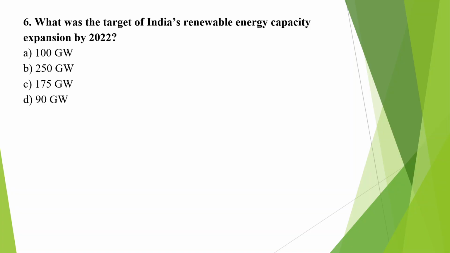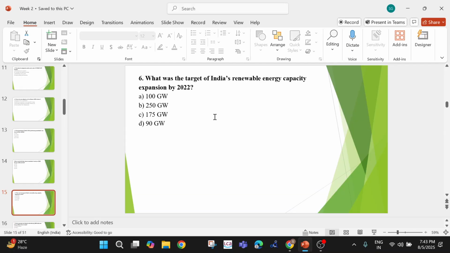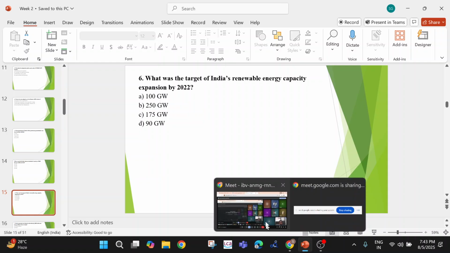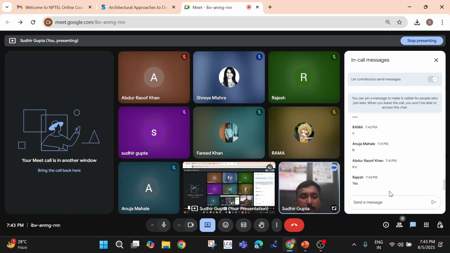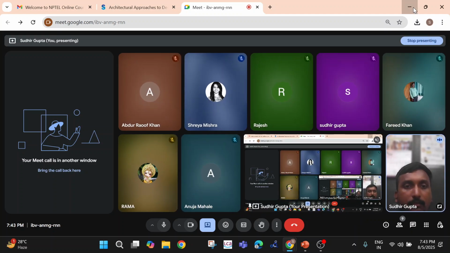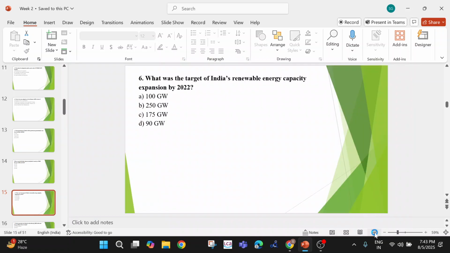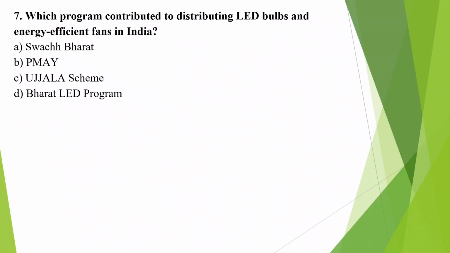Option C is the correct answer. Okay, so I think it is fine. We can move to the next question. If somebody still has a doubt with the answer, then he or she can speak and discuss. I think none of you has any doubt. It was a very straightforward question, you just have to recall. So let's move to the seventh question then.